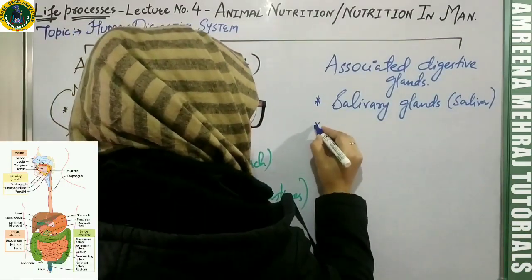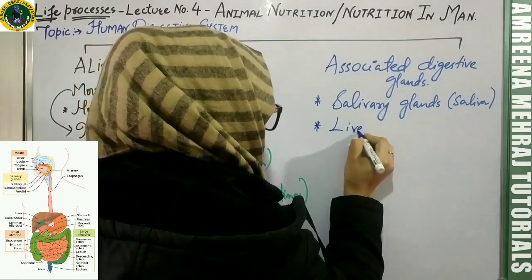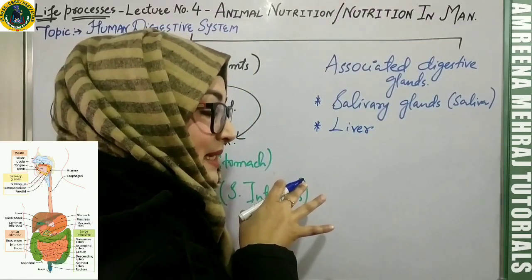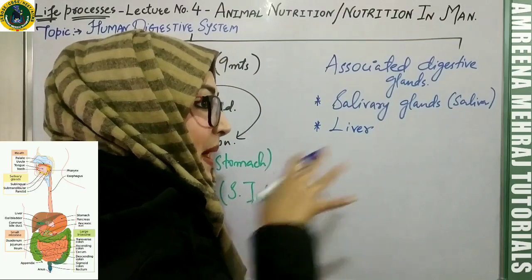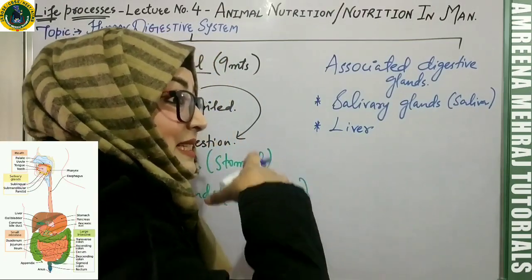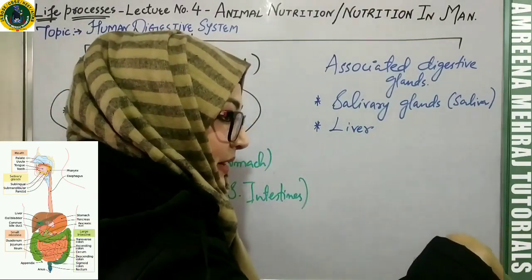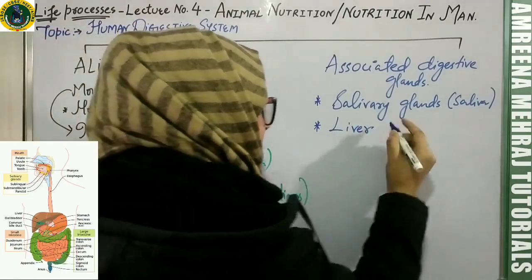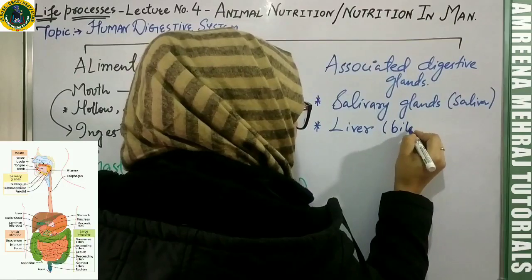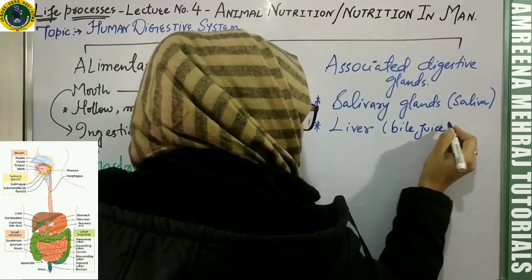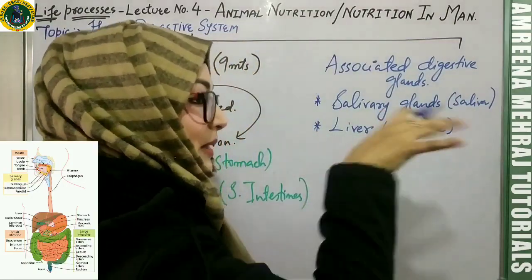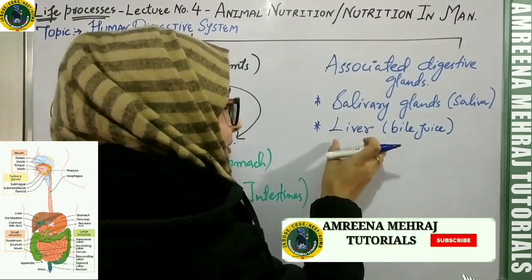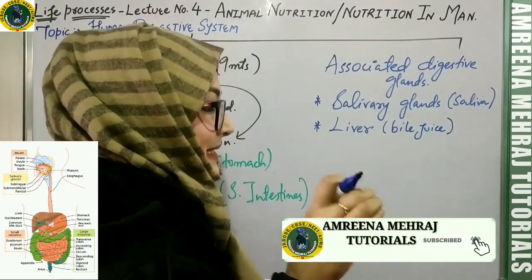Number second is the liver. Liver is located in your abdominal cavity, but it is not directly a part of the alimentary canal. Its secretion has to come to the alimentary canal. So liver becomes an associated gland. Liver produces a juice which is called bile juice. That juice has to come to the alimentary canal. In that manner, liver becomes an associated digestive gland.